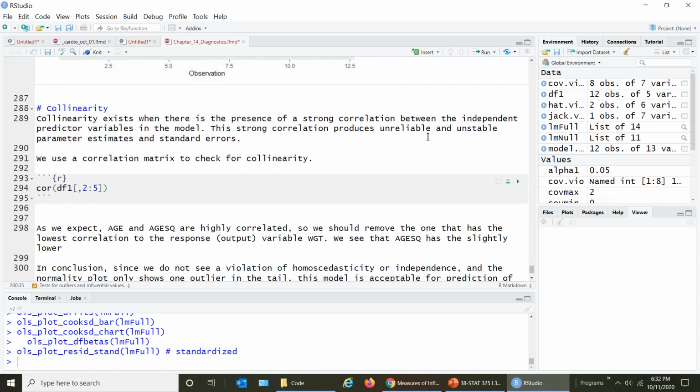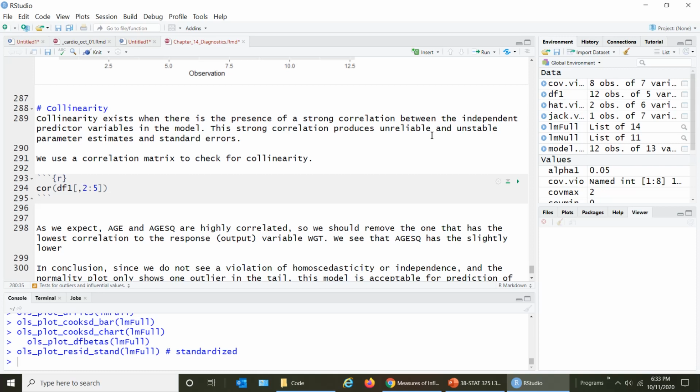Okay, so that is how we test for outliers, influential points. We've tested to see if the assumptions of normality, homoscedasticity, and linearity hold, we've looked at all of those assumptions now, sometimes in many different ways. Now we want to talk about something called colinearity.